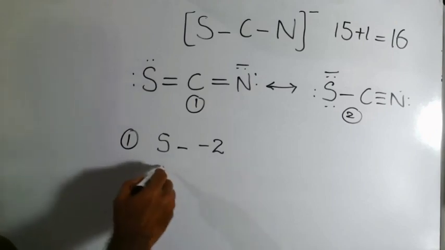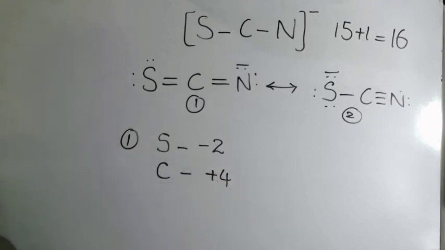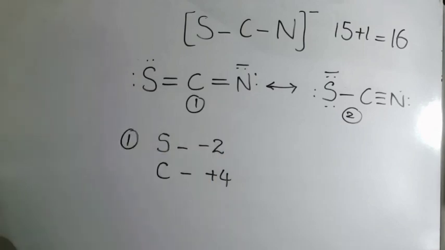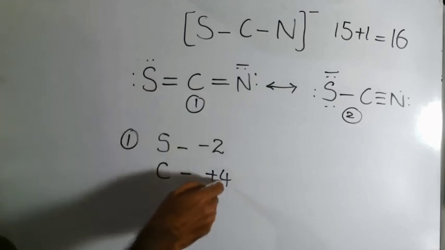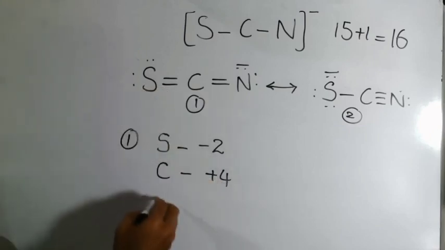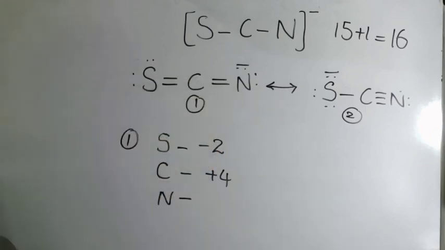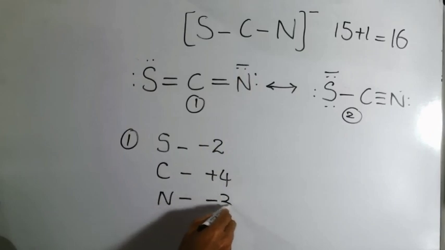When it comes to carbon, it is +4. The reason is nitrogen is anyway more electronegative than carbon, so it can withdraw 2 electrons from there, and with the electrons withdrawn by sulfur, it adds up to +4. So when we come to nitrogen, it gets 2 electrons from carbon, and with the extra negative charge, it is -3.